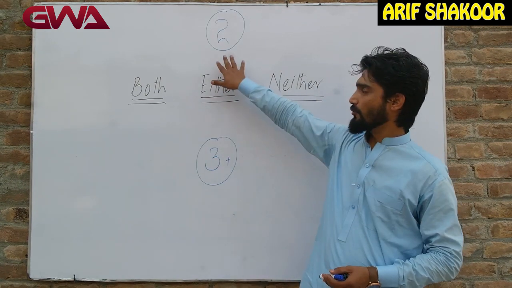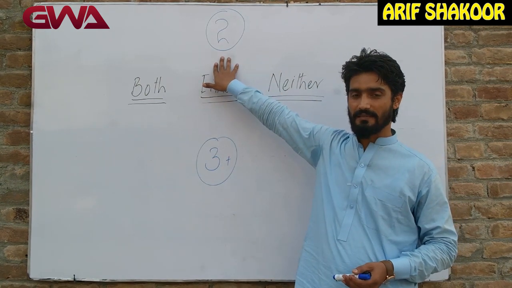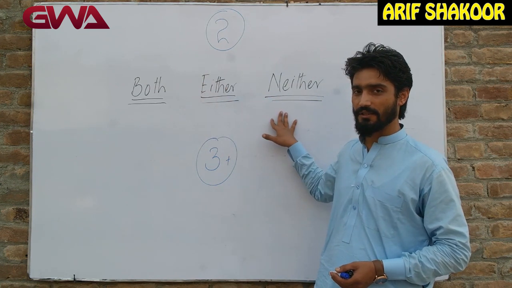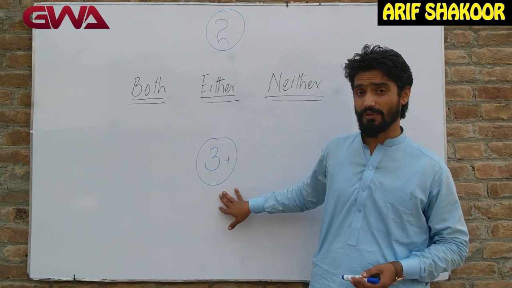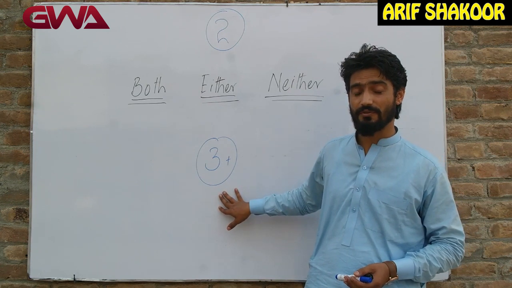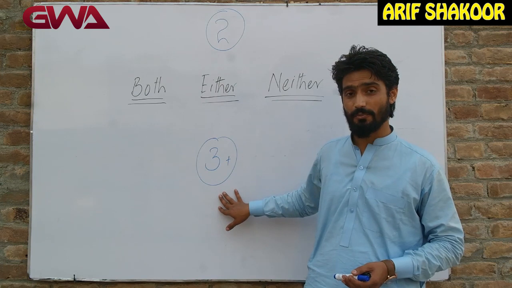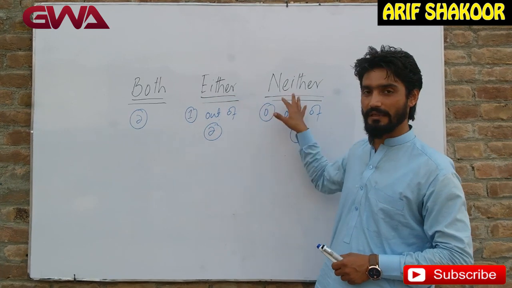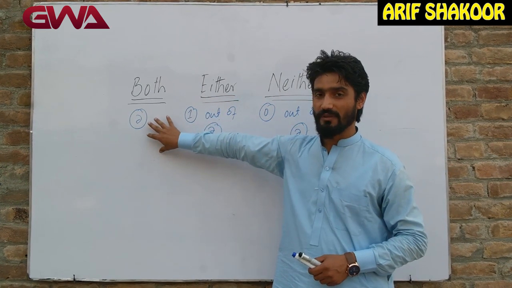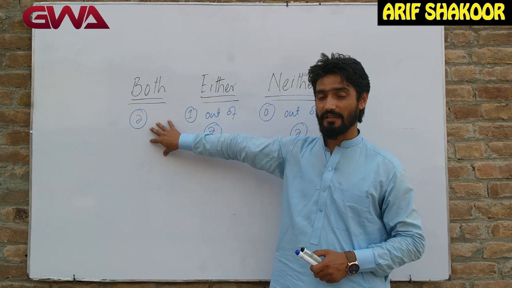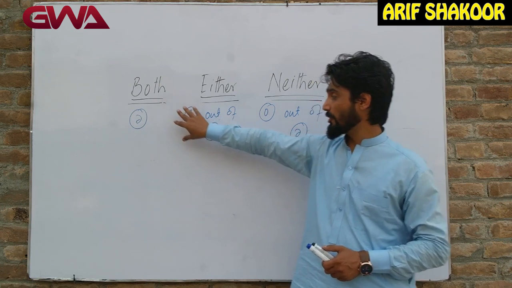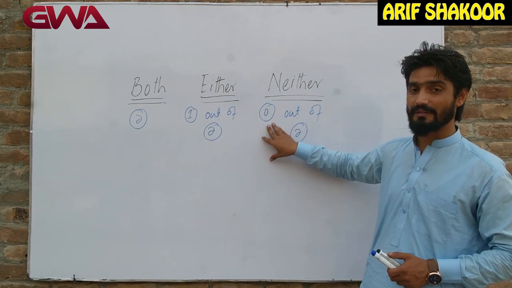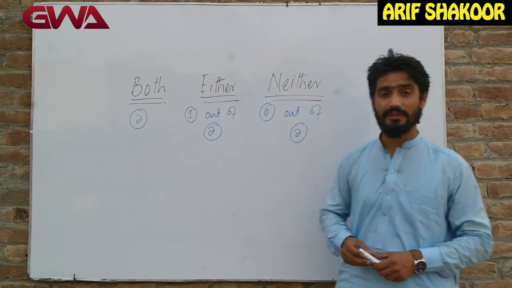So guys, when we talk about two persons, two places or two things, we use both, either or neither. But what do we use when we talk about three or more than three persons, places or things? That's another video. So guys, the difference among both, either and neither is: when we talk about two persons, two places, two things as a whole, we will use both. When we talk about one out of two, we will use either, and when we talk about none out of two, we will use neither.